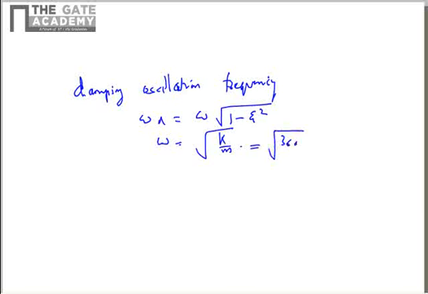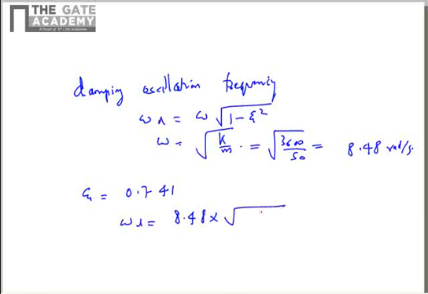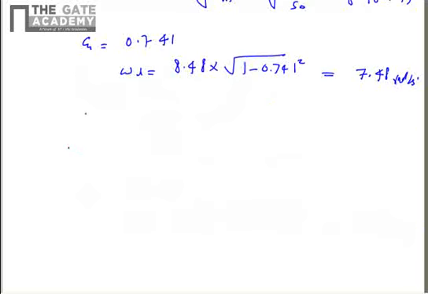If you substitute the value, it will be square root of 3600 by 50. This will come roughly near 8.48 radian per second. And then you have the value of G, which is what we have just determined, equal to 0.741. So we substitute the value for omega d, we get 8.48 multiplied by square root of 1 minus 0.741 whole square. This is coming roughly near 7.48 radian per second, but in the options the speed is given in RPM.